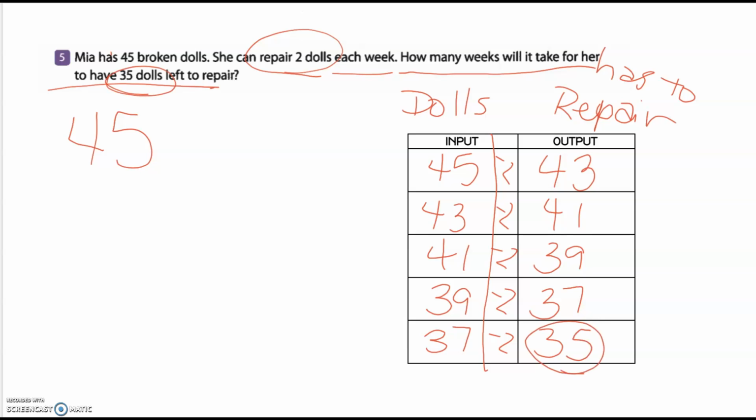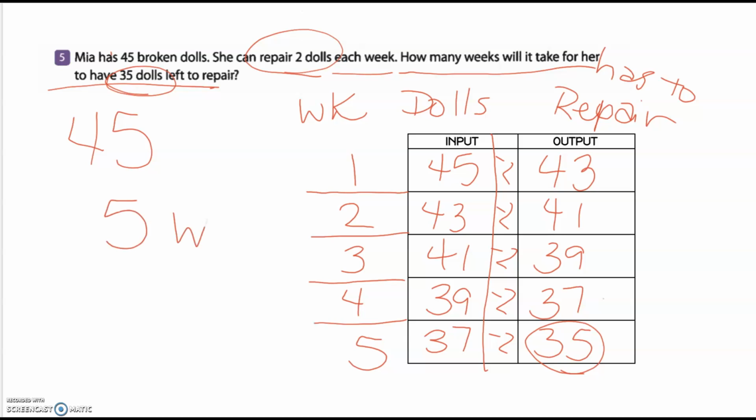It wants to know how many weeks it takes to get there. Now, all I dealt with was dolls. I didn't have anything to do with weeks. So I'm going to add one more section to my table where I say what the number of the week was. In the first week, she still had 43. In the second week, she had 41. In the third week, she had 39. In the fourth week, she had 37. And in the fifth week, she had 35. So how many weeks will it take her to have 35 dolls left to repair? The answer is 5 weeks.